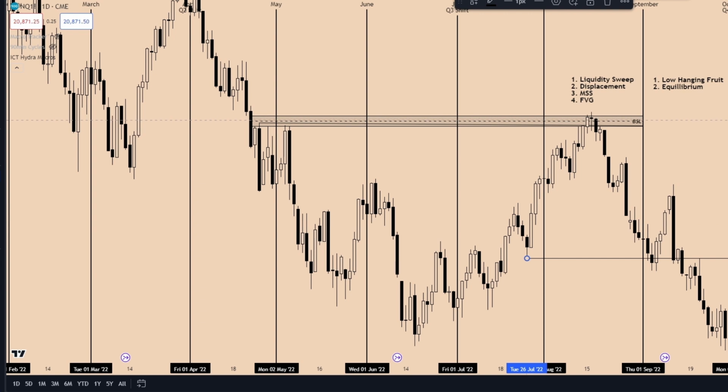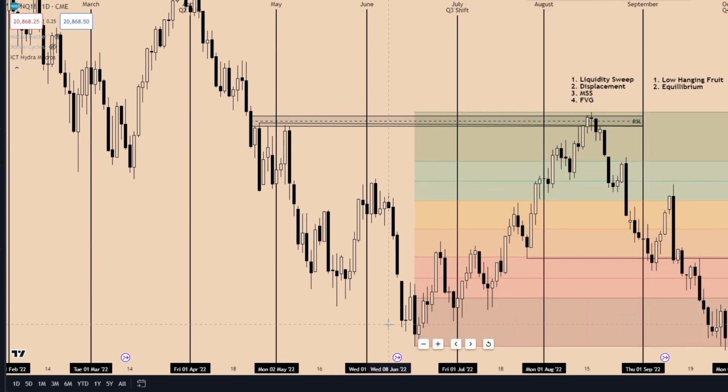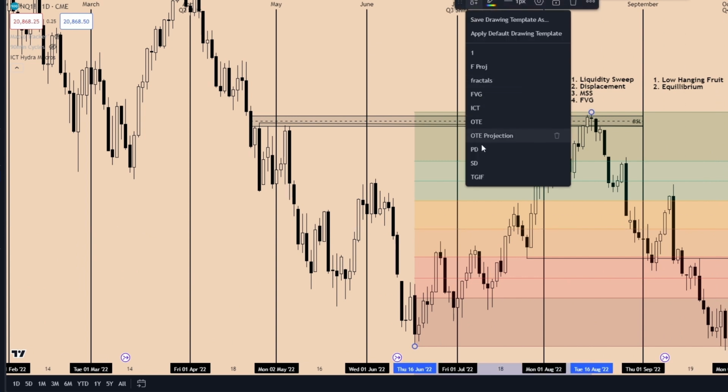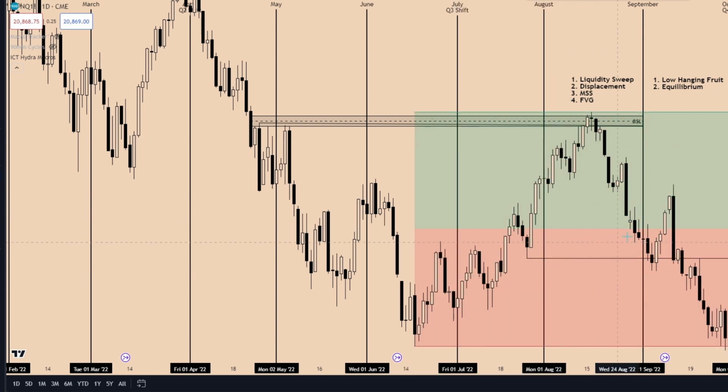Now, next up, we have equilibrium. Now, if you don't know what equilibrium is, it is simply that 50% price point of a price swing. So I'm going to show you what that looks like here on the chart. We simply take the high of that price swing and the low of that price swing. You look at this 50% mark right here. Might be easier if I divide it into halves so you can see this 50% a little bit better. This is that 50% mark.